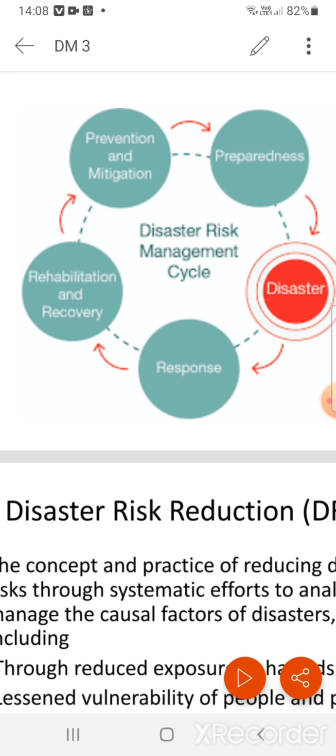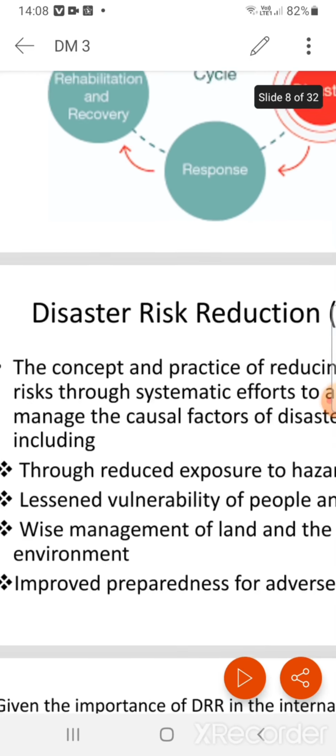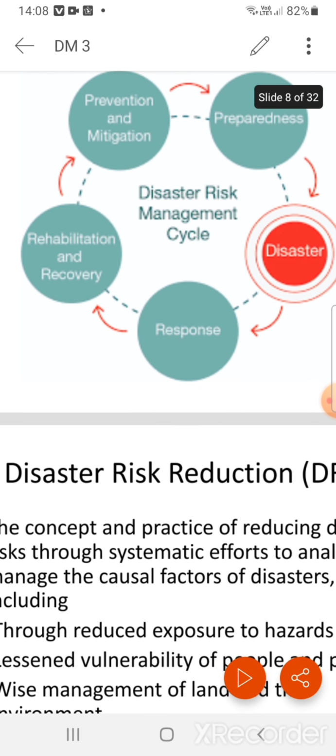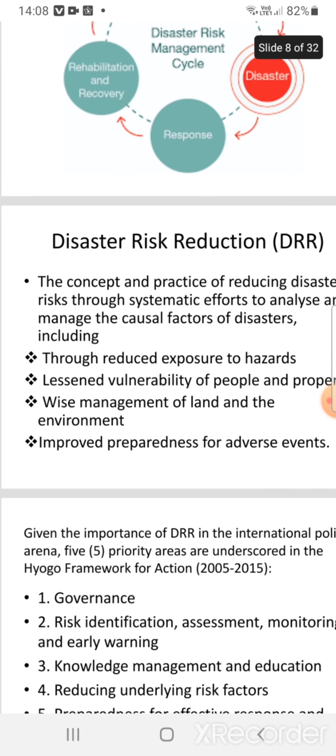The prevention and mitigation will involve the study of the risk, vulnerability, etc. And you do your best to mitigate further. You prepare yourself for further disaster, and you make an outlook for the worst condition that might occur from a further disaster, and you make yourself prepared for the same. So this is what is happening in the cycle that is known as the disaster risk management cycle.